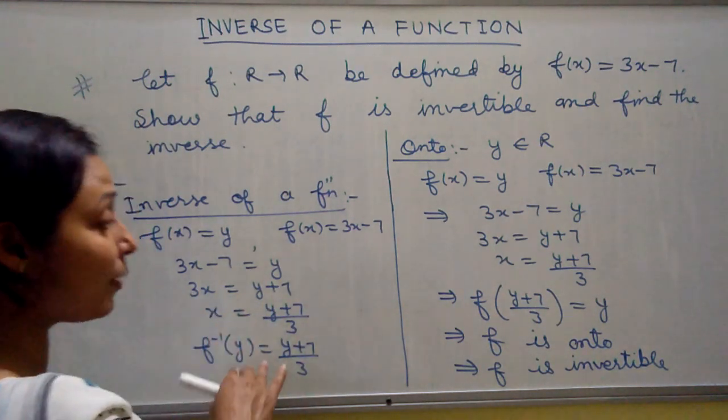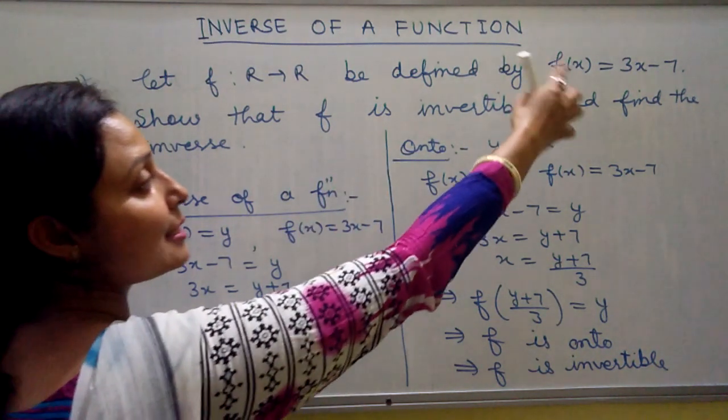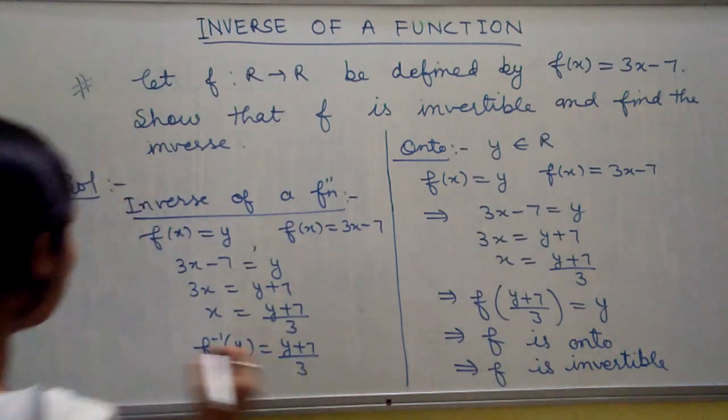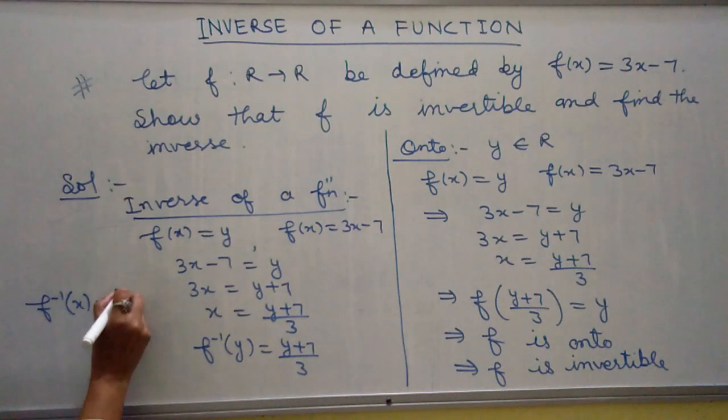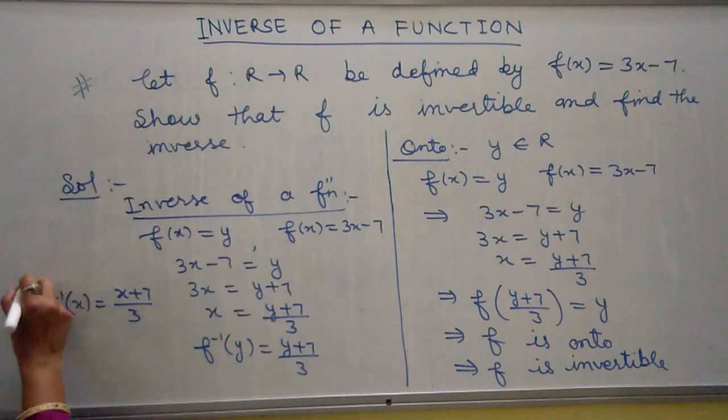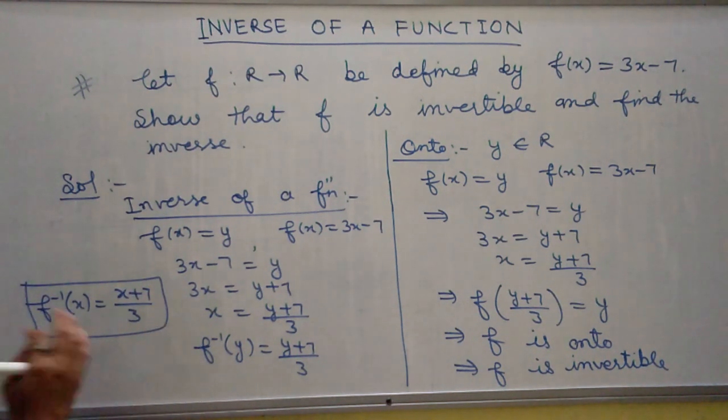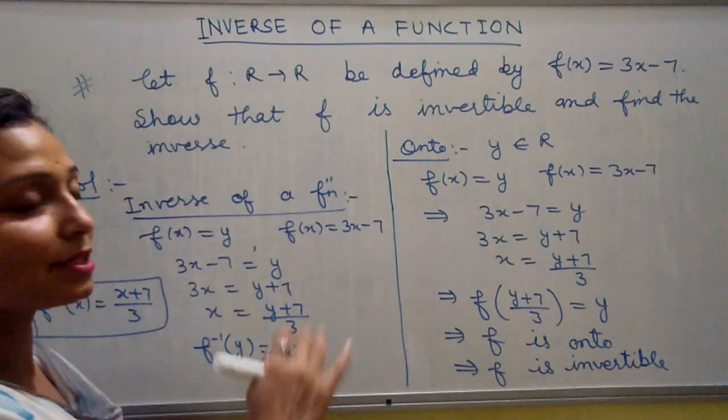This is the inverse. But if the question is given in the form of x, then you have to write it in the form of x like this: (x plus 7) by 3. So this is the inverse of the given function. This question is very, very simple.